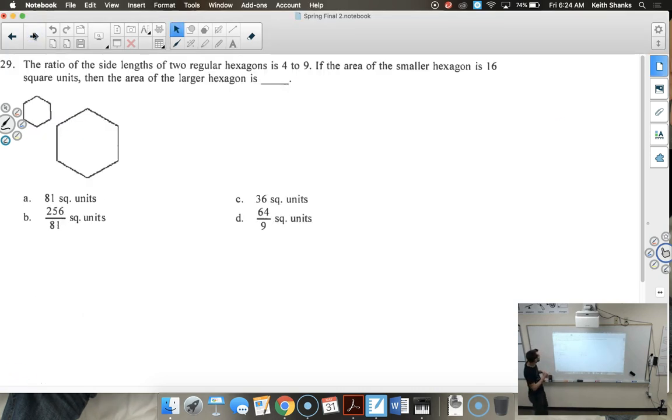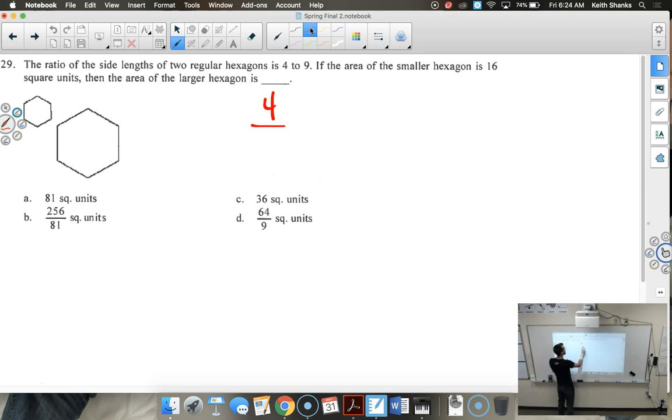All right, next one, we've got these two shapes. The ratio of the side lengths is 4 to 9. So this is the ratio of the side lengths, small to large. And then the area of the small hexagon is 16. They want the area of the big one.